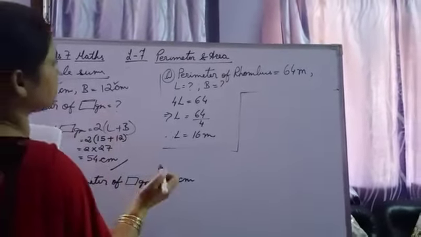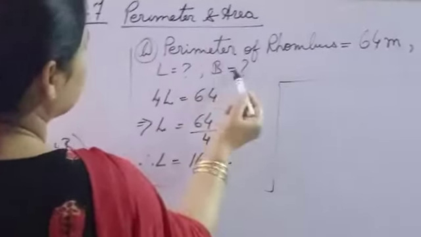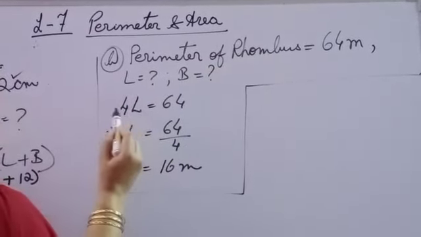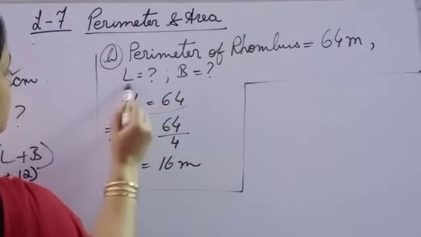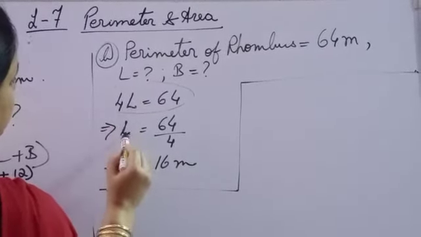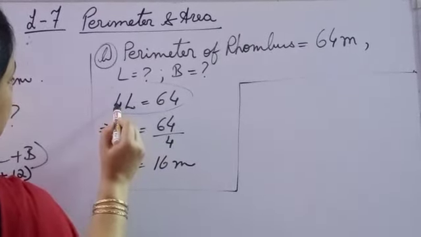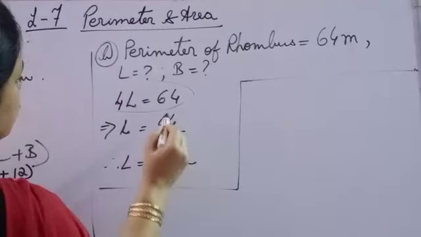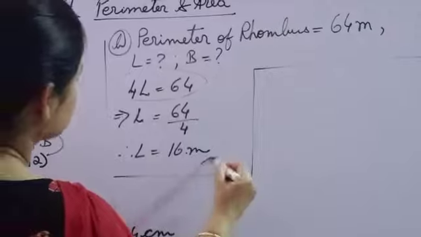In the second example, perimeter of rhombus is equal to 64 meter. Length and breadth are not given. We know the formula for perimeter of rhombus is 4L, so 4L is equal to 64. The perimeter is already given, so we can find the value of the length. It is an equation sum, so when the 4 moves from the left hand side to the right hand side, it becomes division. So, 64 divided by 4. Length is equal to 16 meter. This is the answer.